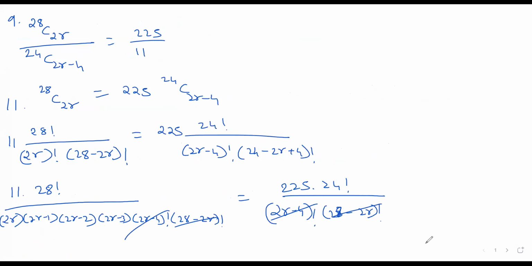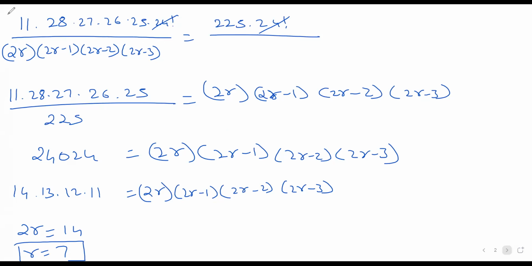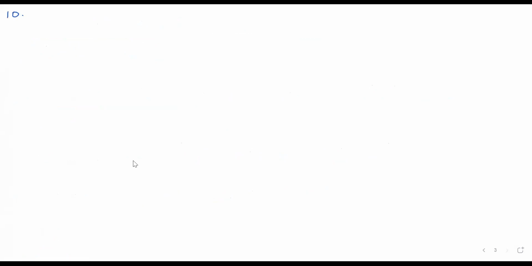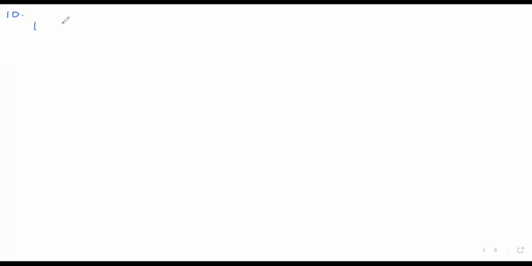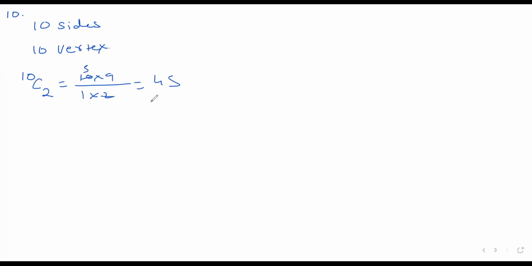This was question number 9. Next, question 10. The number of diagonals in a decagon is. A regular decagon will have 10 sides, that is 10 vertices. To form a diagonal, we need 2 vertices at a time. So 10C2, that is 10 into 9 upon 1 into 2, is 45. Out of these 45, 10 are sides. So the remaining 35 are the diagonals.